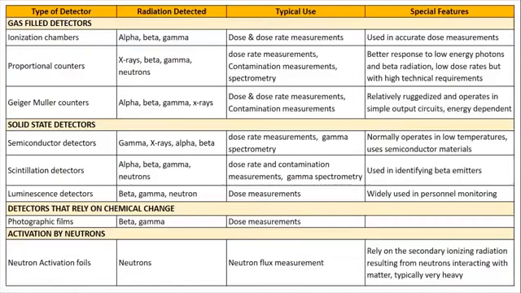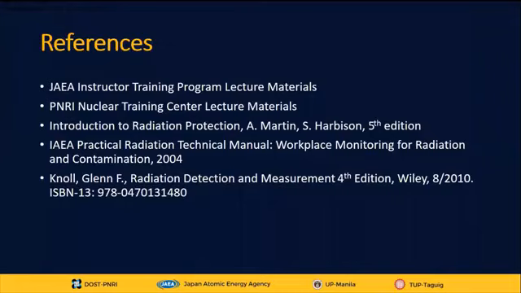And here is a table of the overall summary of the types of detectors, the radiation detected, their typical use, and special features. These are the references that I used: the instructor training program lecture materials, PNRI nuclear training lecture materials, and all these textbooks.